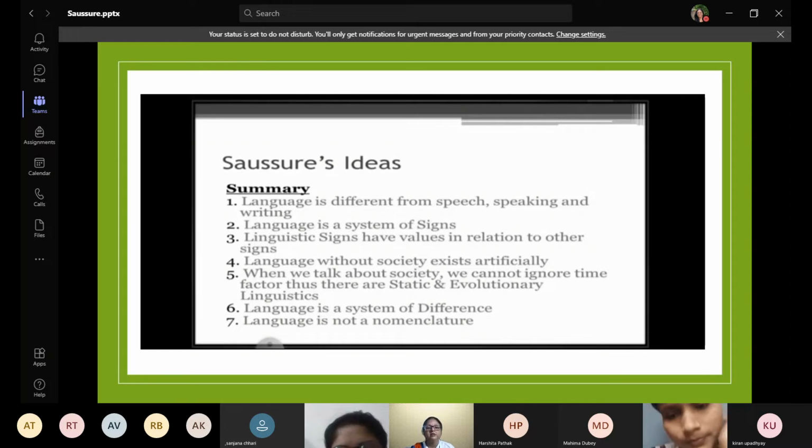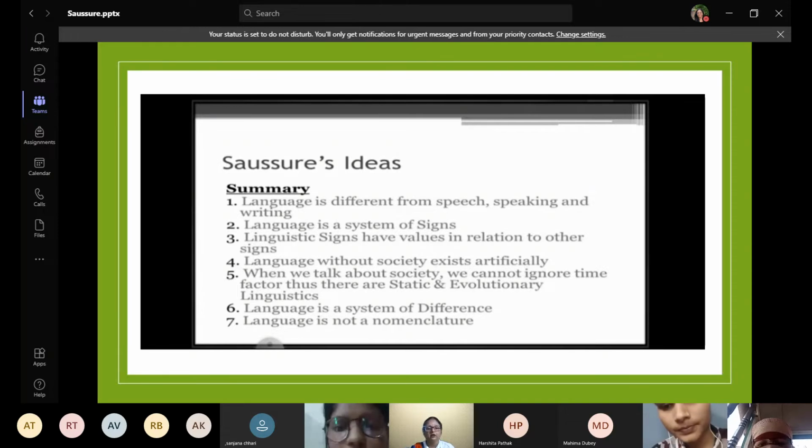Okay. Then linguistic science have values in relation to other science. तो relationships हैं. जो भी साइन है, they have values in relation to other sign. दूसरे साइन के साथ उसकी क्या रिलेशनशिप है. Then language without society exists artificially. Language हमेशा सोसाइटी के अंदर वर्क करेगी. सोसाइटी के अंदर जब वर्क करेगी तो उस समय सोसाइटी में किस तरह की लैंग्वेज बोली जा रही है, उससे पहले किस तरह की लैंग्वेज बोली जाती थी, तो ये टाइम फैक्टर काम करता है. तो स्टैटिक यानी कि सिंक्रोनिक, इवोल्यूशनरी यानी कि डाइक्रोनिक लिंग्विस्टिक्स.